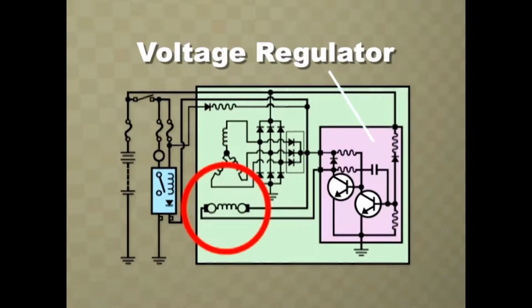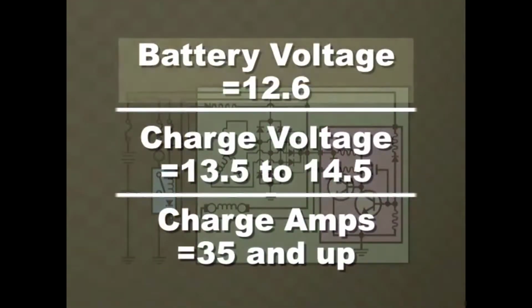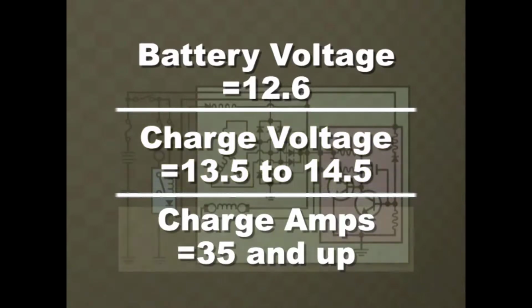The dash indicator light is often wired so that if voltage drops below battery voltage, current will flow through the indicator light to warn the driver of a problem. Voltage regulator circuit designs vary. Normally, battery voltage is 12.6 volts. To charge the battery and to operate the electrical system properly, the alternator should generate 13 to 14.5 volts.